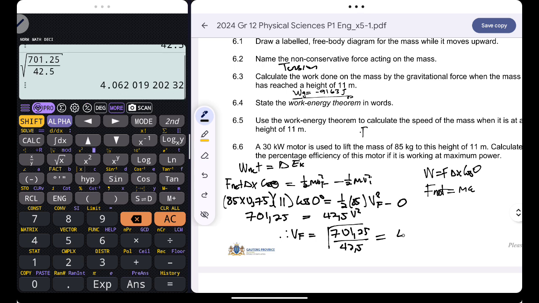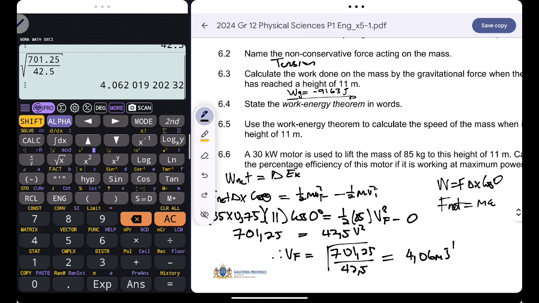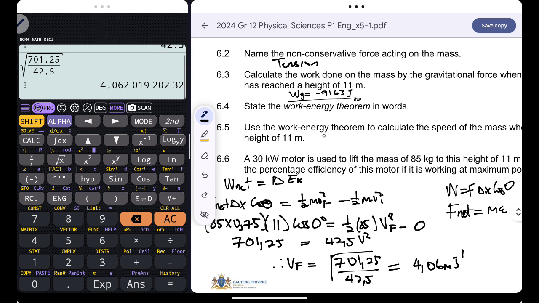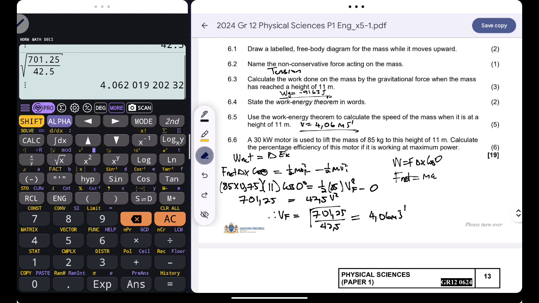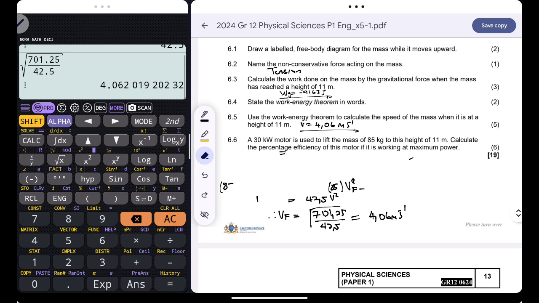That's just 4.06 meters per second. So I now know that the speed of the block whenever it reaches a height of 11 meters is just 4.06 meters per second.